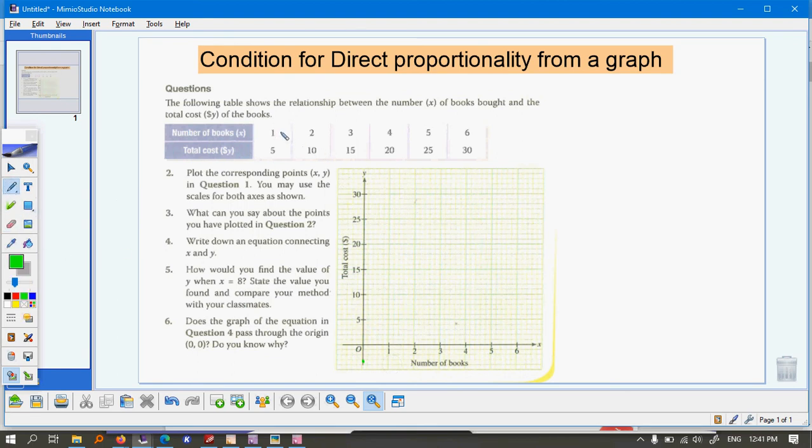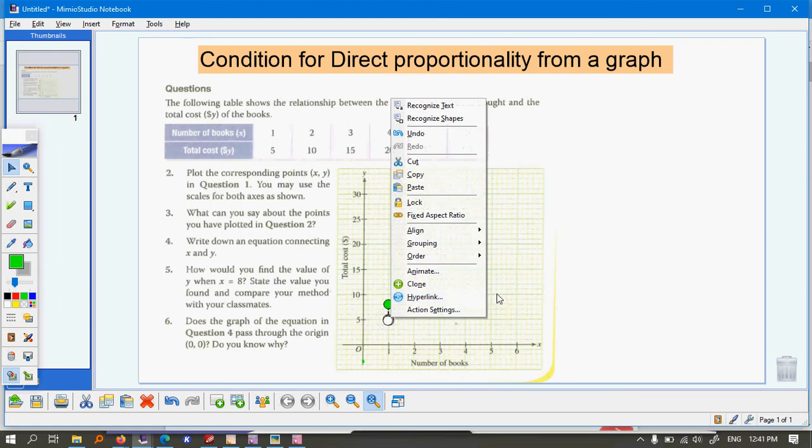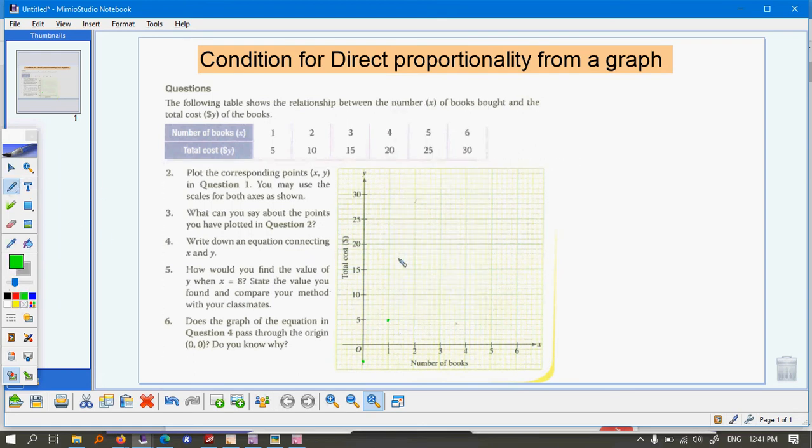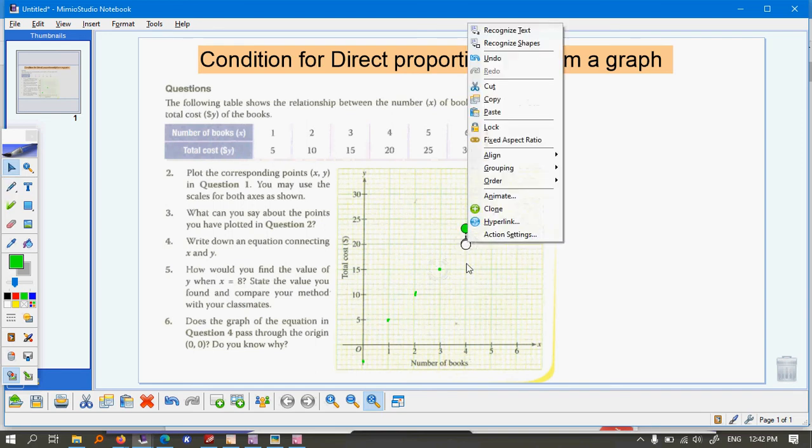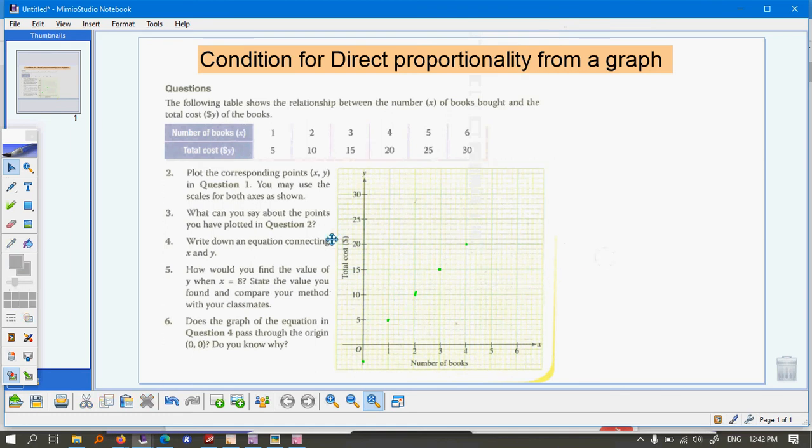So when x, which is basically the number of books, is 1, y is 5. When x is 2, y is 10. When x is 3, y is 15. When x is 4, y is 20. When x is 5, y is 25. And when x is 6, y is 30. So from this we can see our points, and we are expected to draw a line joining them.